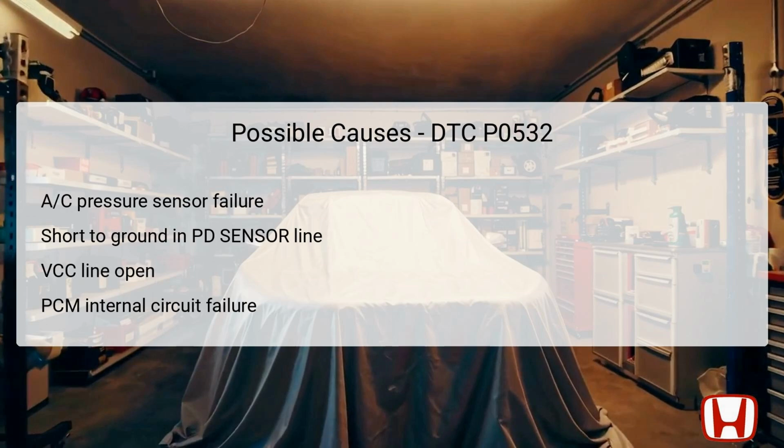Thirdly, an open circuit in the VCC line, which supplies power to the AC pressure sensor, will result in the sensor being unable to function properly. Thus, it cannot relay the necessary information to the PCM, leading to this DTC. Lastly, a failure within the PCM's internal circuitry can also trigger this code, although this is rarer. Thorough inspection of each of these potential causes is necessary to ensure accurate diagnosis and repair.